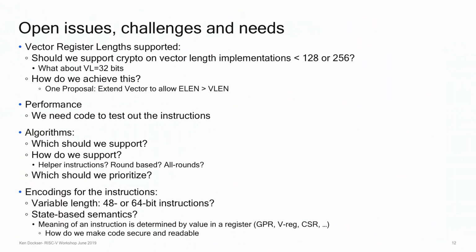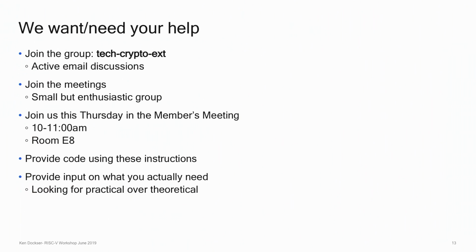Another proposal we had was to have state-based semantics, where you have a crypto instruction and that tells you to refer to a general purpose register or a vector register or a CSR, and that tells you the meaning of it. It tells you what kind of instruction you're executing. That's very efficient, but it's also very hard to read the code statically because it just says crypto instruction. And you look through the code, and it may say that general purpose register was loaded from memory. Well, looking at the code, you may not know what was in that particular area of memory. So that's something that we need to address.